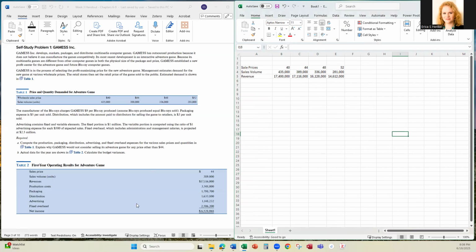So we see here, they also gave us another table that told us where they ended up with their first year operating results, right? One second here. Okay, so looking through some of these other costs that they have here, it says the manufacturer of the Blu-rays charges Games $9 per Blu-ray produced. So they're going to have a variety of costs per unit here.